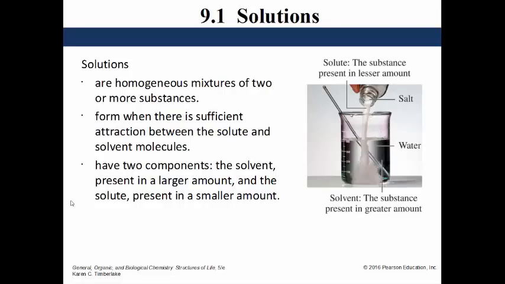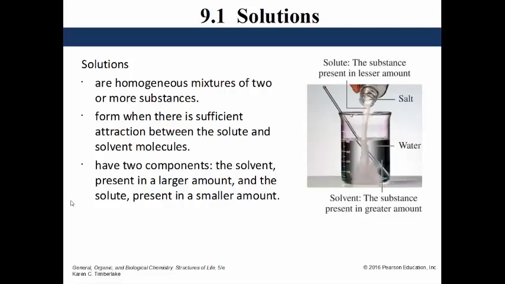Okay, in our next chapter, chapter number 9, we will talk about solutions. Now, a solution is a homogeneous mixture of two or more substances. There has to be at least two, but there's no ceiling, no limit in how many there can be. Now, a solution will form when there's a sufficient attraction between the solute and the solvent molecules. Now, those terms, solvent and solute, are what make up a solution.